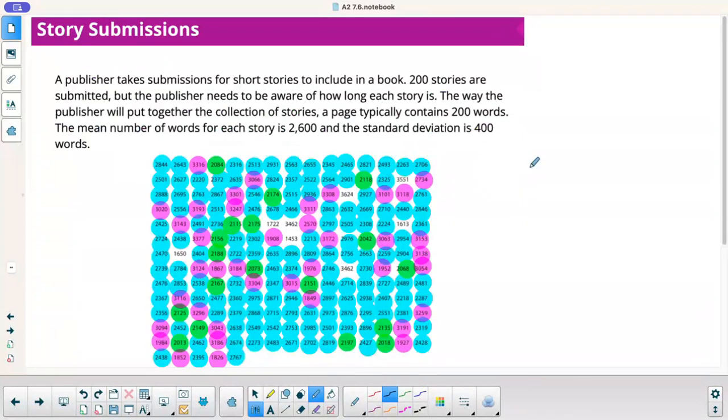All right, so ignore the colors there. I already went through and highlighted each number with colors to help us with the next question to make things a little bit faster for you on the video. So let's read this before we go into the questions. It says, a publisher takes submissions for short stories to include in a book. 200 stories are submitted, but the publisher needs to be aware of how long each story is. The way the publisher will put together the collection of stories, a page typically contains 200 words. The mean number of words for each story is 2,600, and the standard deviation is 400 words. Okay, so these are all the different submissions. There's 200 total numbers here, and it says how many total words each story has.